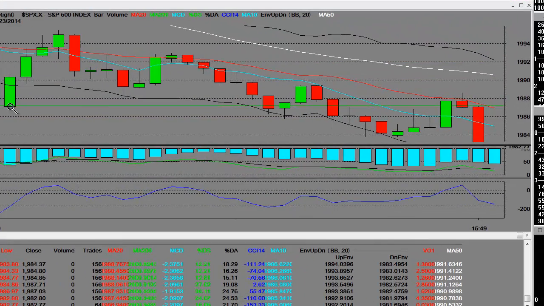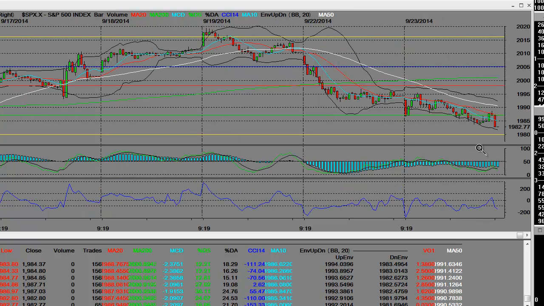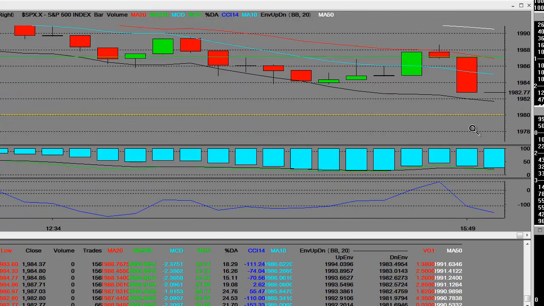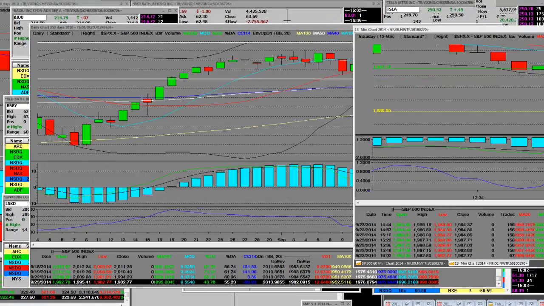We rallied up on that opening bell. We came down. We rallied up slightly, and then for the rest of the day, we went into the closing bell, once again closing on the lows, not the highs. This is where we closed at 1982 on the 3-minute chart.